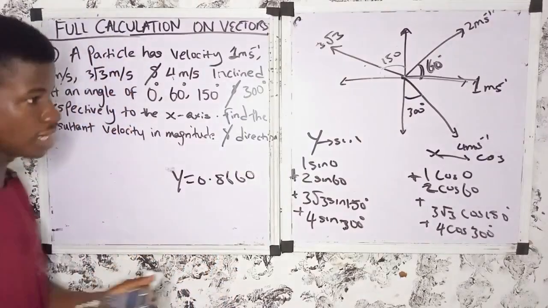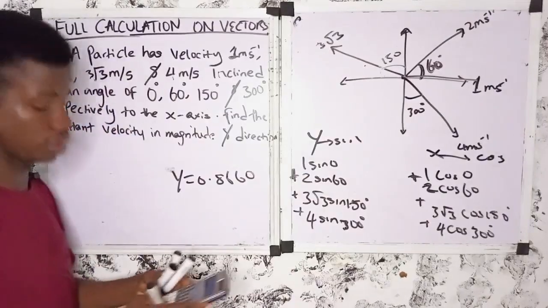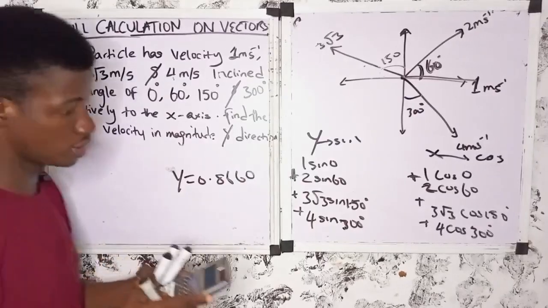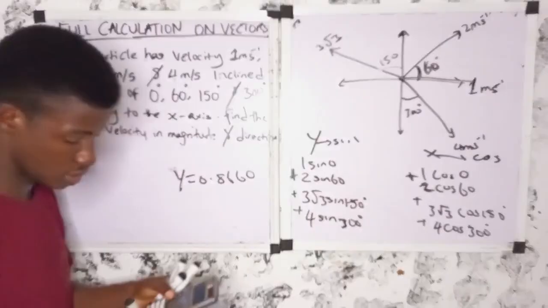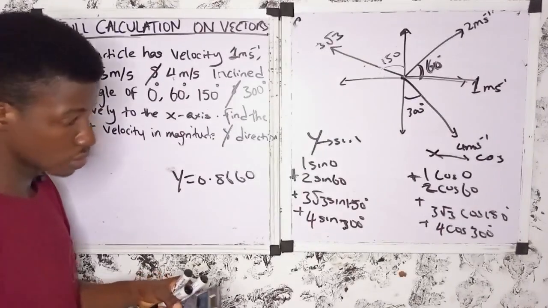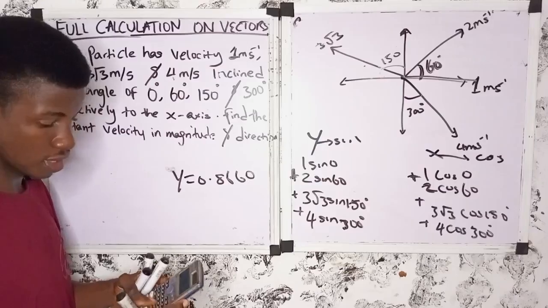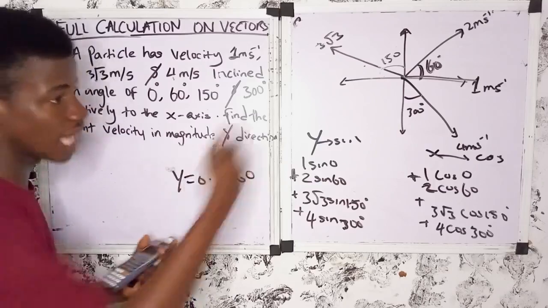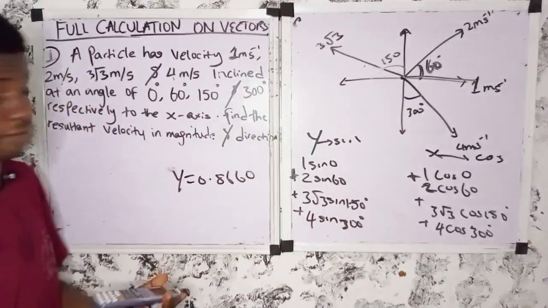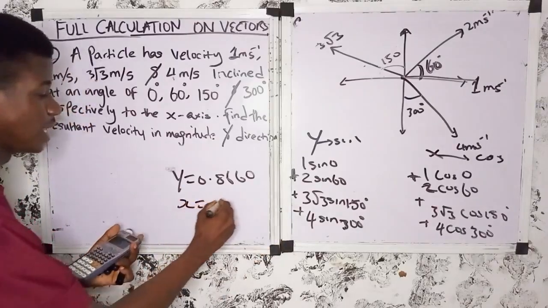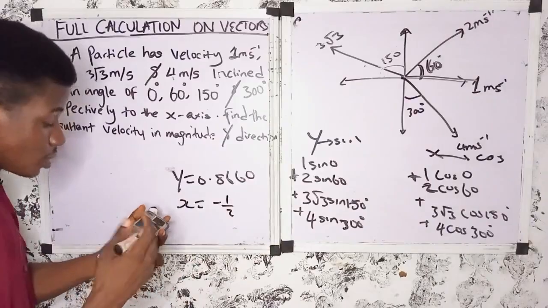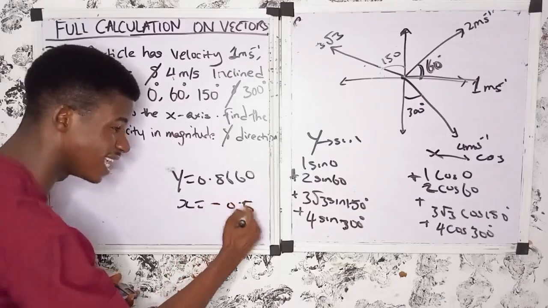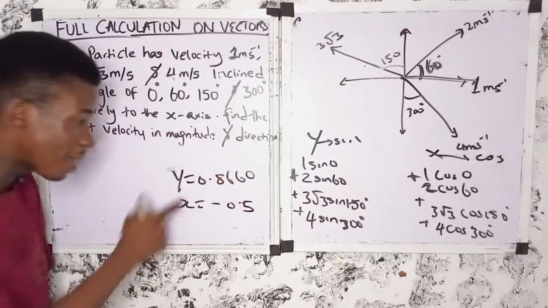What about our x? Let's just add everything. 1 cos 0 plus 2 cos 60, then plus 3 root 3 cos 150, then plus 4 cos 300. So that's just it. When I add everything, our x in fraction is minus half. Let me turn it into decimal. When I turn into decimal, it's minus 0.5.